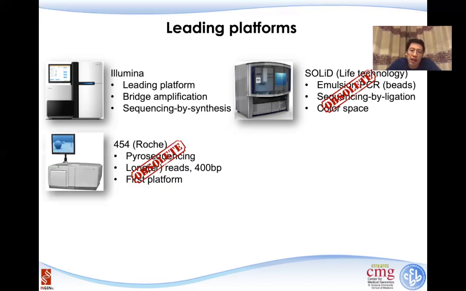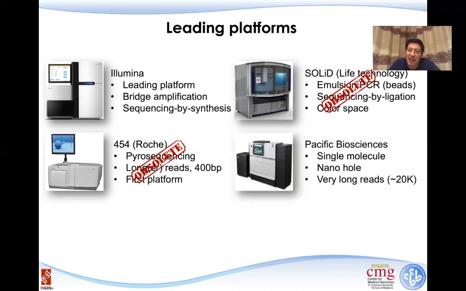The third one here is the 454 technology by Roche. The reason I mentioned it here is this is the first ever commercially available next generation sequencing ever made. It's based on the pyrosequencing technology. It gives longer reads, initially about 400 bases, eventually 800 to 1,000 bases. And it is the first platform, but it is out-competed, so it's becoming obsolete.